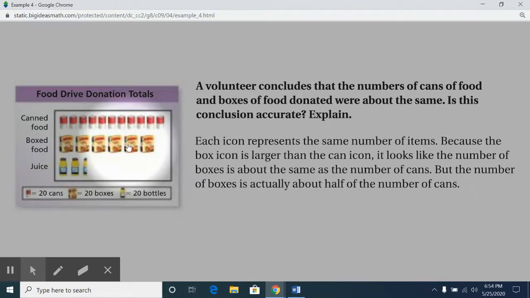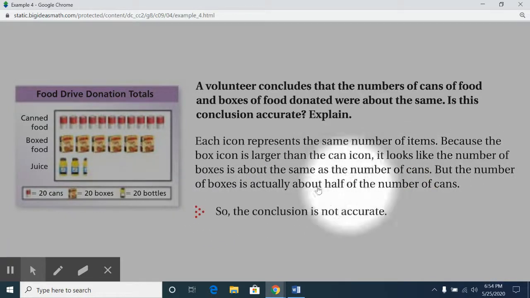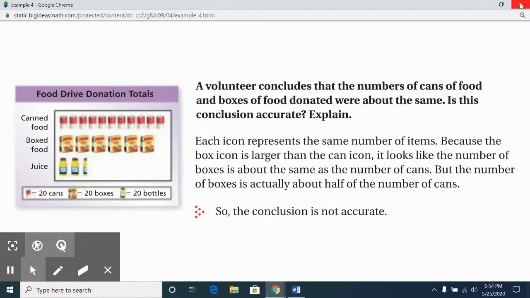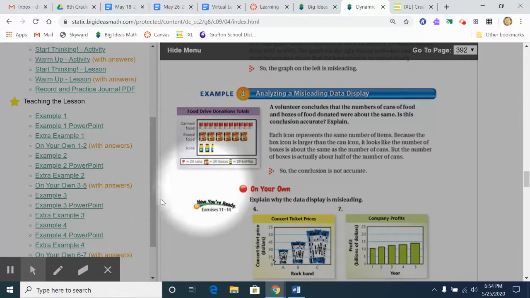So it says each icon represents the same number of items. Because the box icon is larger than the can, it looks like the number of boxes is the same as the number of cans. But the number of boxes is actually about half of the number of cans. So it's just saying that this conclusion is not accurate. All right, so it's identifying if there's anything misleading and how do we analyze if it's misleading or not.